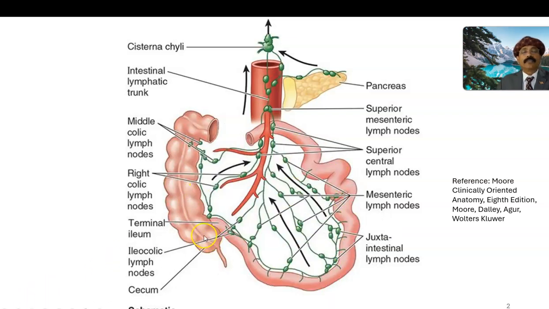Okay, so this is the ileocolic region. From there, the lymph will go to the ileocolic lymph node. Ultimately, it will go to the superior mesenteric lymph node.